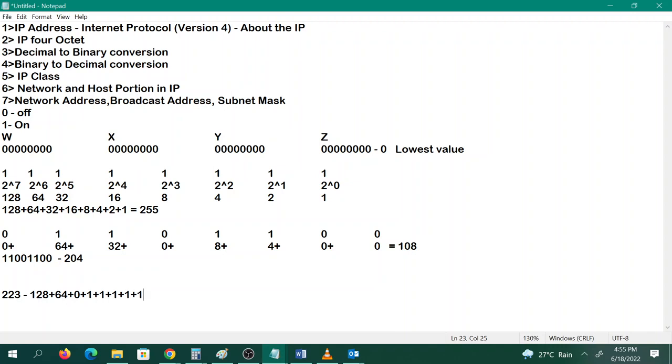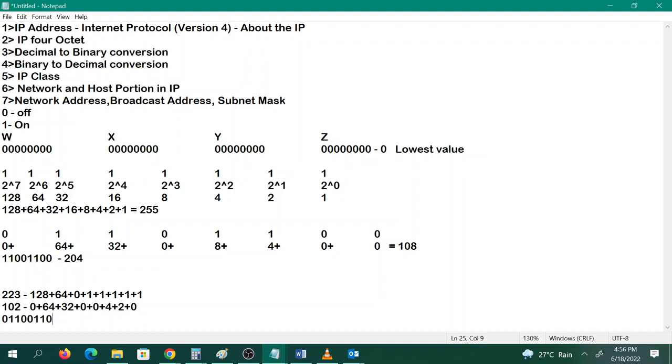Like this, suppose we want to take 102. We can't start from 128, so we have to start from 64, which is in the second nibble. After that we can take 32. After that we can't take 8, we can't take 16, so 4, 2, 0. So we can write it as 0 1 1 0 0 1 1 0 for 102.